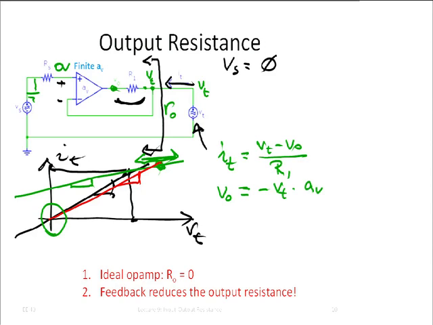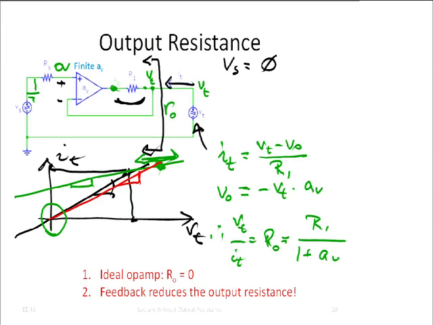Now we have two equations we can solve, and what we get is the ratio of V test over I test, which is equal to R Thevenin or R out of this operational amplifier with the loop closed, and that is equal to R1 over 1 plus AV. Okay? Wow, this is interesting. Apparently, if we didn't have any feedback, that is AV was 0, right? We didn't have an amplifier there. Then the output resistance would be simply equal to R1. That perfectly makes sense, right?